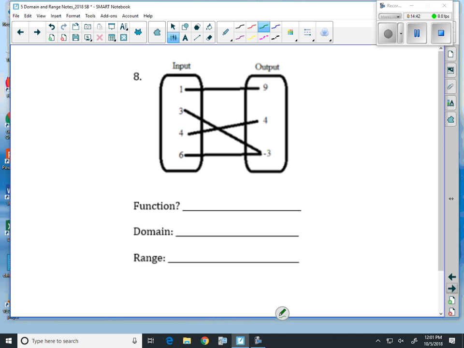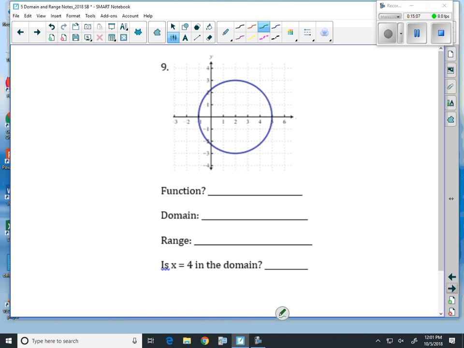All right. Is it a function? Yep. Okay, our domain, we just list those. And our range. Okay, number 9, our circle. Is it a function? No, it doesn't pass the vertical line test.